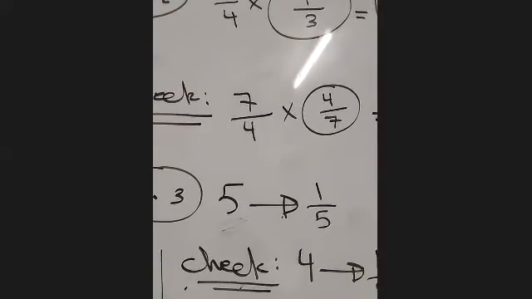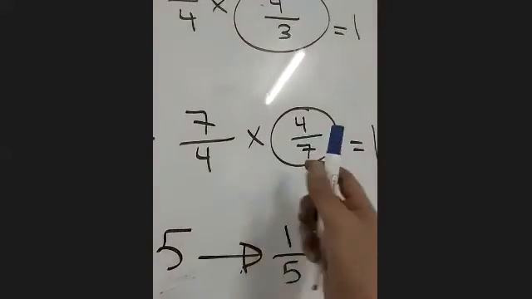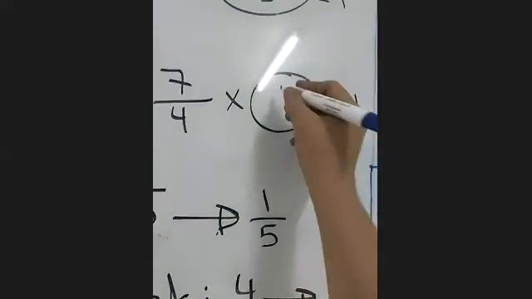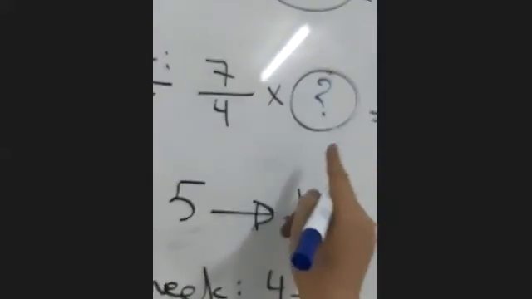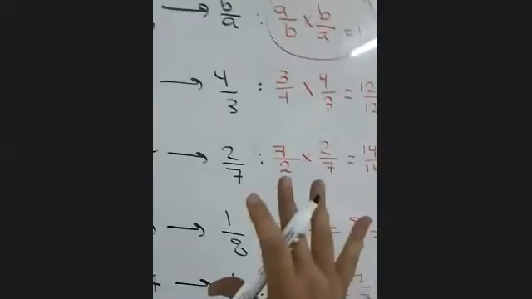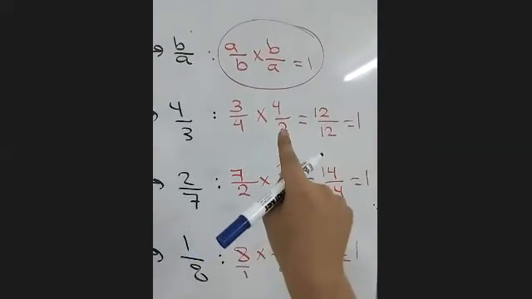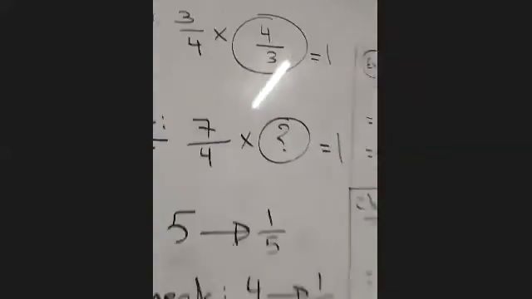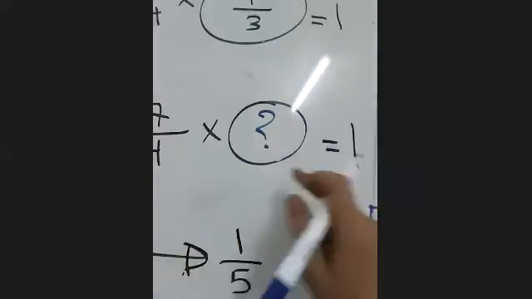But here, read the check under example 2, Najm. What number multiplied by 4/7 has a product of 1? What's the number? If you multiply it by 7/4, the answer is 1. We said if you multiply the fraction with its reciprocal, the answer is always 1. So what's the number? If you multiply it with 7/4, you get 1. 4/7.